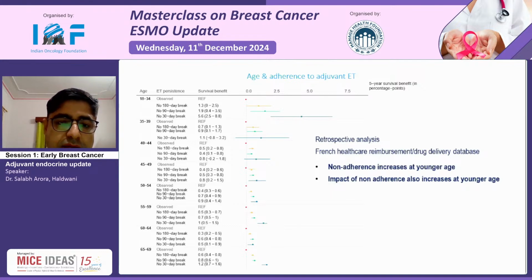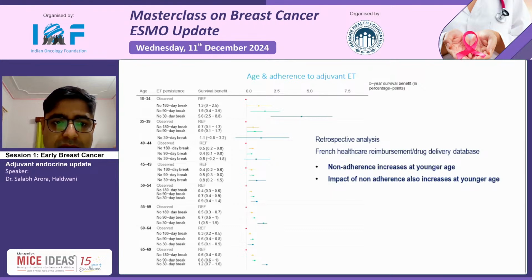So lastly, this is the second trial that I wanted to discuss, in which patients were sorted by how adherent they had been to their therapy. They stratified patients by how often they were taking a break over an interval of 30 days, 90 days or 180 days. Patients were divided into 5-year age groups, and the earliest age group they chose was 18 to 34, going all the way up to 69.